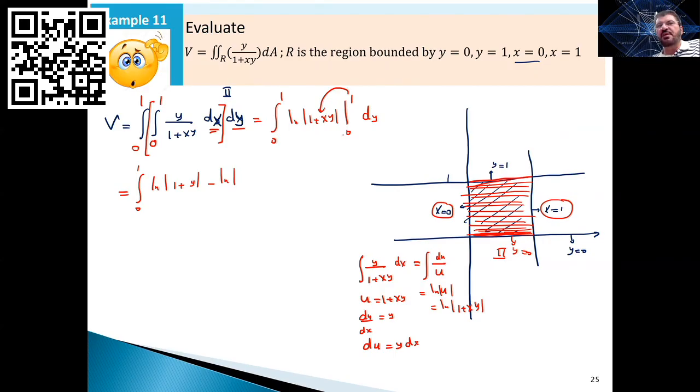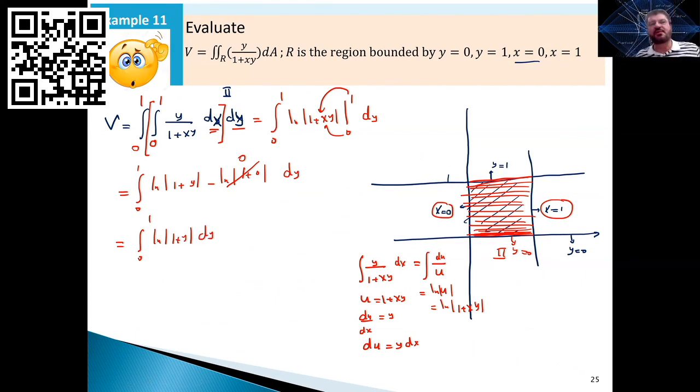What do we do now? We replace x with 0. So 1 plus 0y, which is 0. And we say what? dy. This is what, ln 1. ln 1 is what? It's 0. So this is gone. So I'm now here. So this is equal to the integration from 0 to 1 of ln 1 plus y dy.